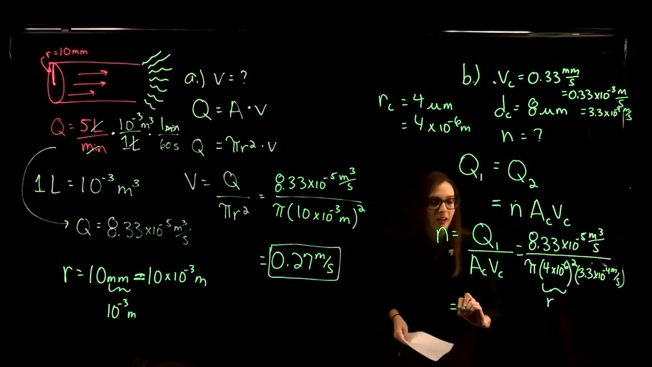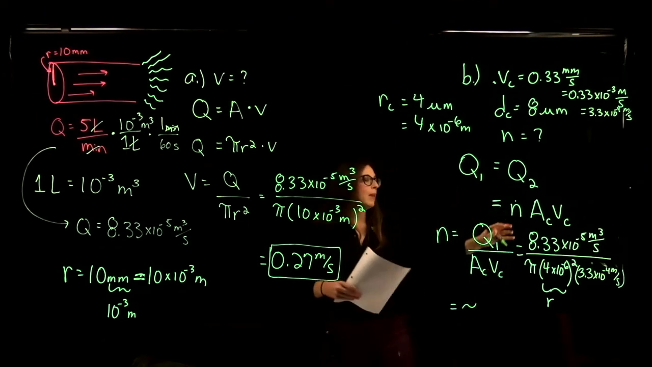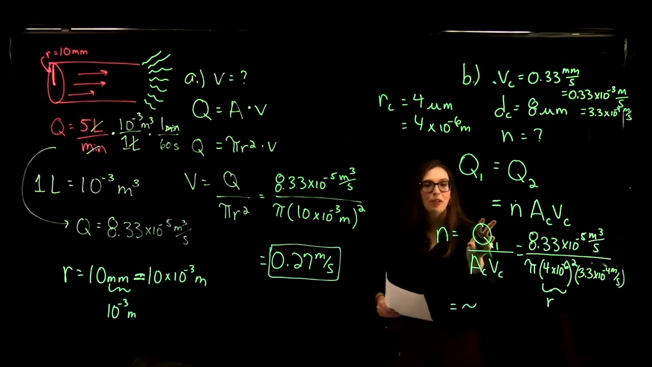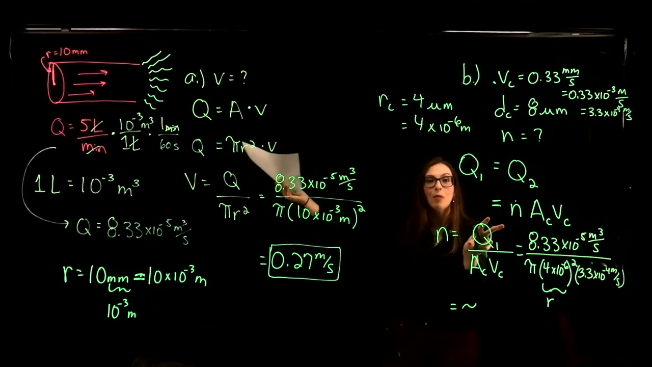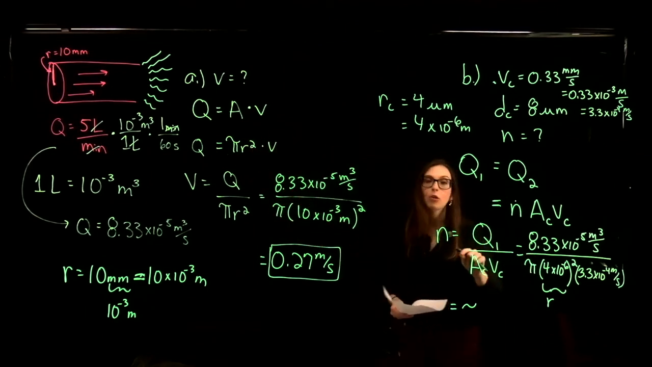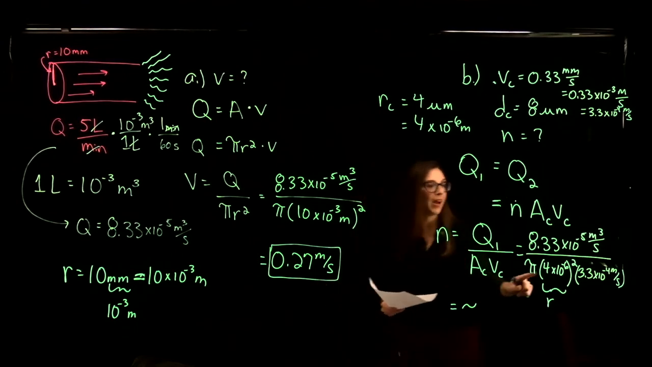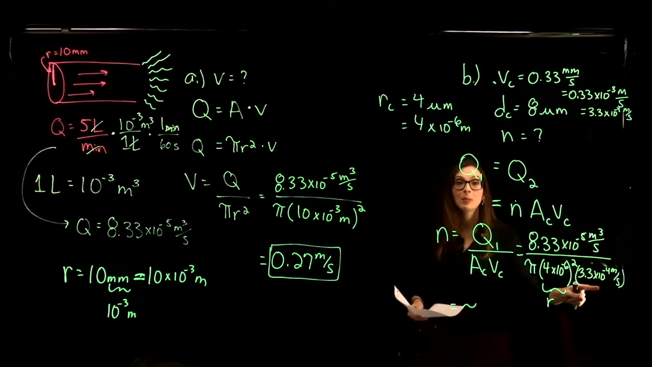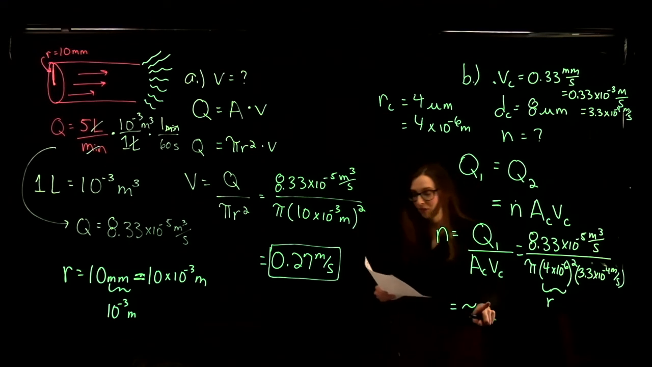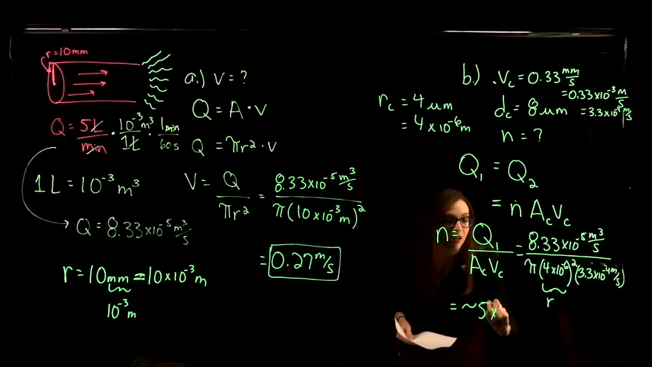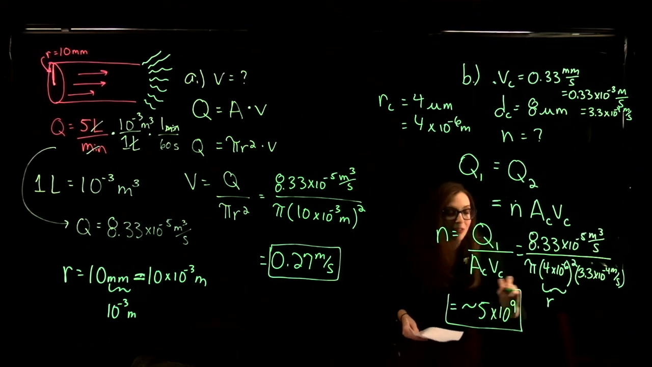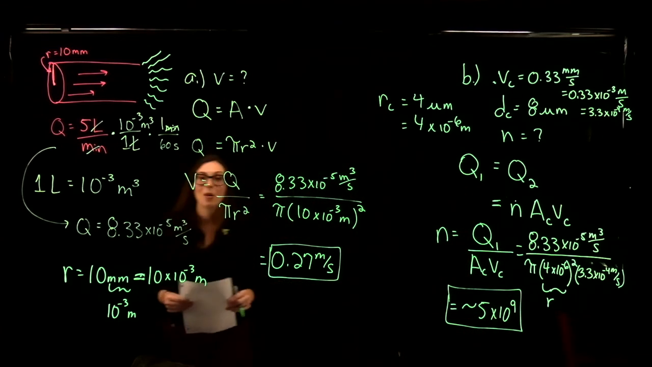And then I take 8.33 times 10 to the minus 5 meters cubed per second. That's the flow rate. Remember, flow rate is the volume per time. That's the flow rate through the aorta. And I divide it by the cross-sectional area of an individual capillary, pi r squared, times the speed at which that fluid is flowing through an individual capillary. This is how we can calculate the total number of capillaries. The number of capillaries is 5 times 10 to the 9. Okay, 5 times 10 to the 9 capillaries within our bodies.